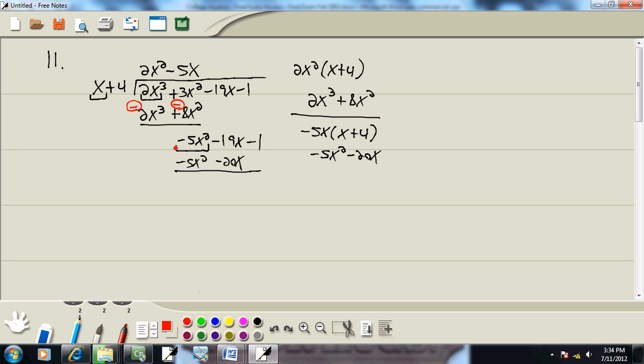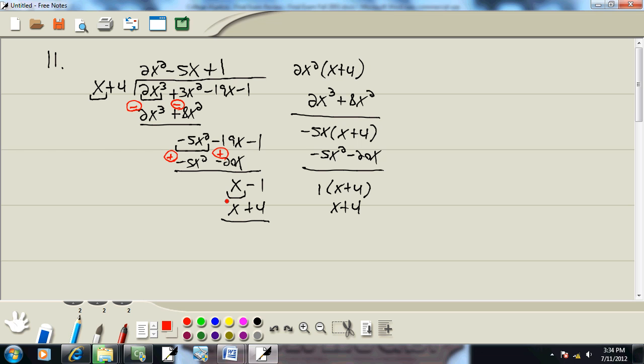Now we're going to subtract that line, which means we'll flip the signs. So this becomes a positive, and this becomes a positive. Negative 5x squared plus 5x squared drops away. Negative 19x plus 20x gives us a positive 1x, or x. And then we'll bring down a minus 1. Now again, you look at the first term of each side, what to put up on top. You ask yourself what times x gives you x, and that's 1. Now whatever you put up on top, you multiply by what's out in front. So we'll take 1 times x plus 4. Gives us x plus 4.